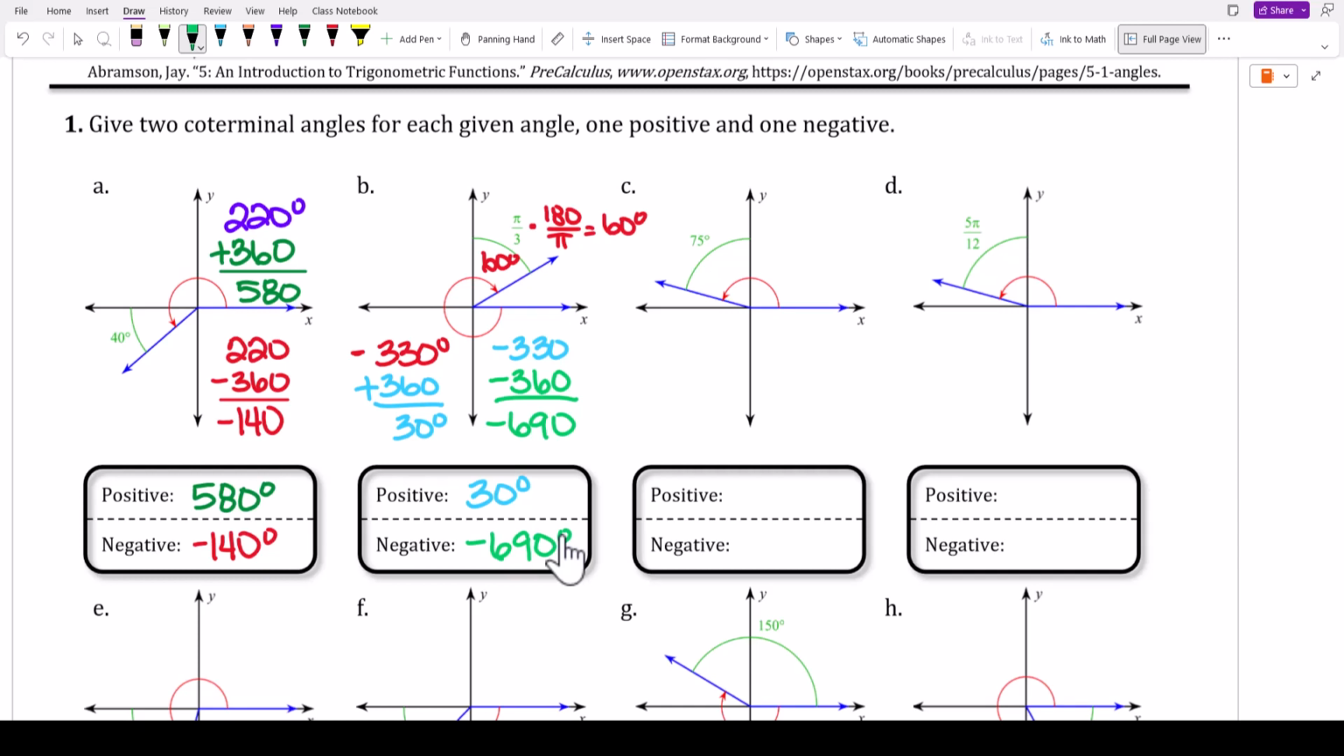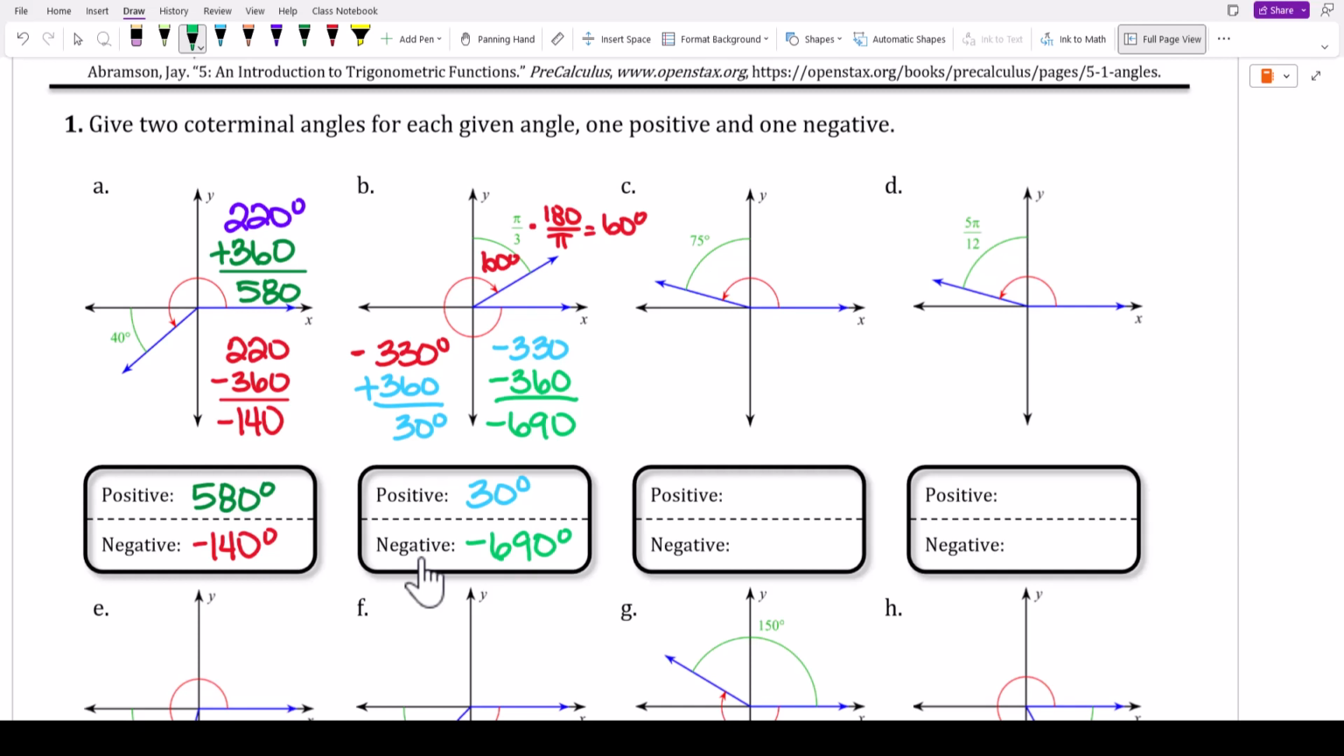You add 360 or you subtract 360. So if I want a positive coterminal angle, I'm going to add 360 until my value is positive. If I want a negative coterminal angle, I am going to subtract until my answer is negative.